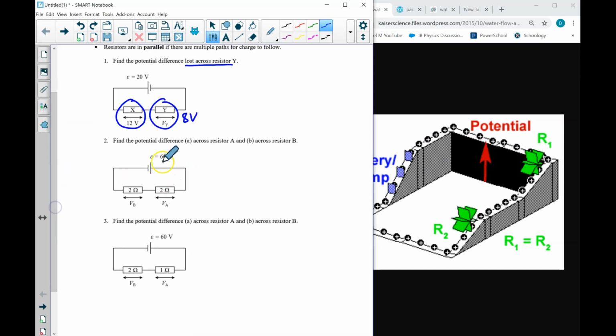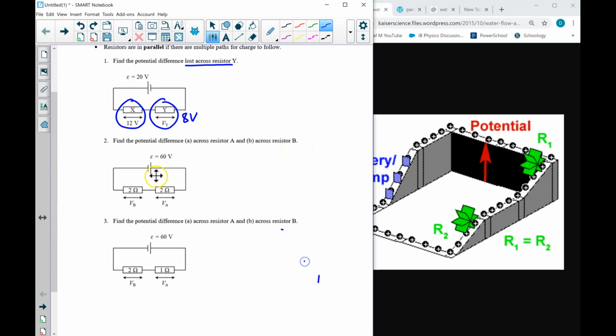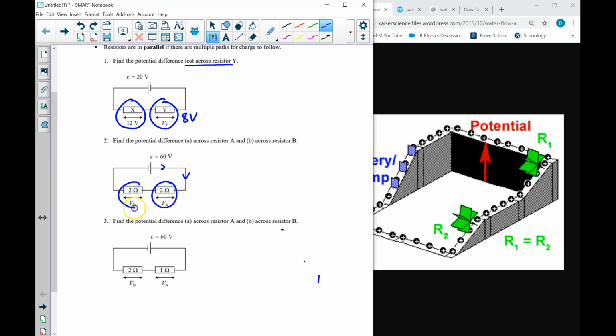Number 2, find the potential difference across resistor A and resistor B. Well, here's the positive terminal. Here's the negative. The positive is longer, so charges are traveling this way. Okay, so charges lose some of the 60 volts here. They lose the rest of the 60 here. How does that get divvied up?